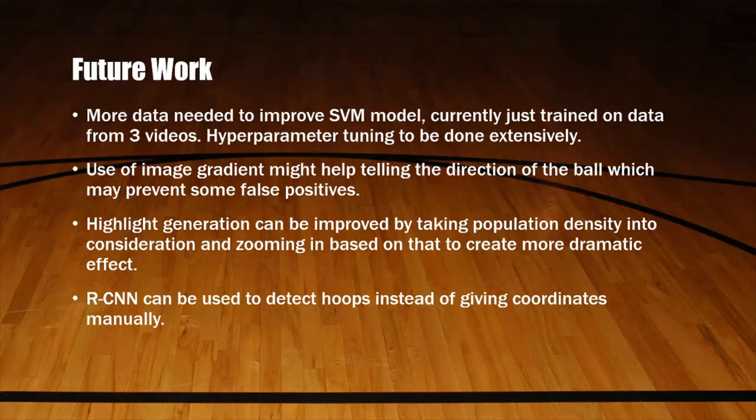Highlight generation can be improved. Right now I'm doing half court. Wherever the shot is happening, I'm cutting the half court portion out of it and playing it in slow motion. But we can use population density, cut through that part, and then zoom in and zoom out to give a more dramatic effect. Another thing is using RCNN to detect hoops instead of giving coordinates manually. That will make life much easier.